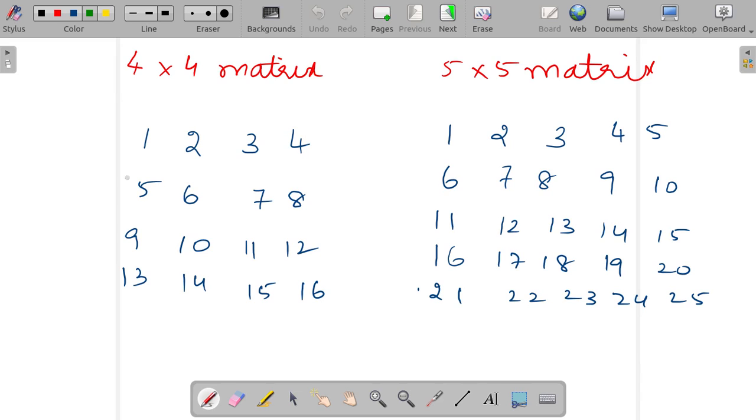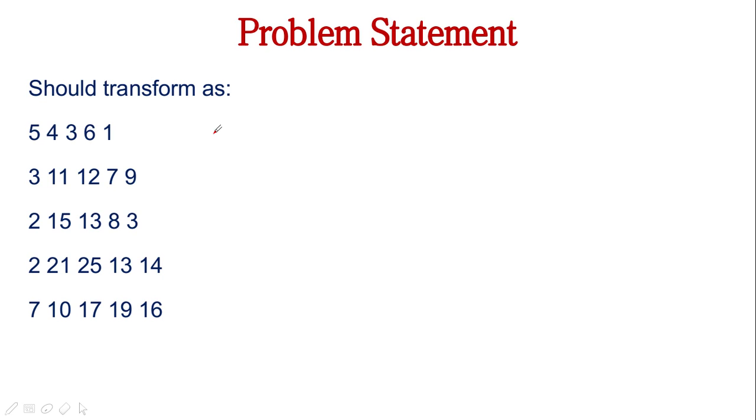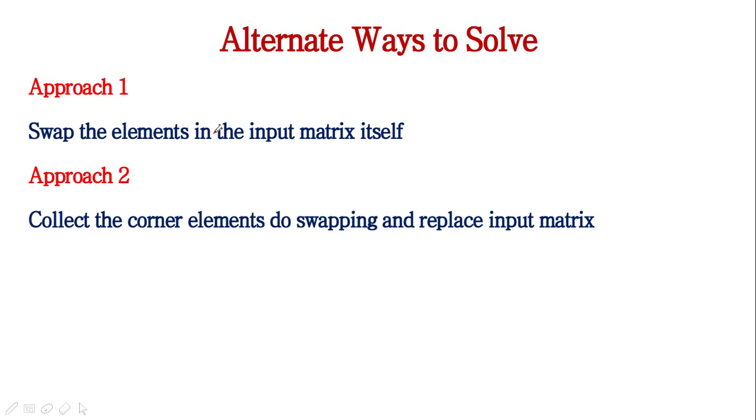So let us see how we can solve it. This is a 4 cross 4 matrix and this is a 5 cross 5 matrix. Already we discussed. So when you are going to implement, there are two alternate approaches. Approach one is, first of all, you are going to create an input matrix. You are going to read the elements of the matrix and you are going to swap the elements in the input matrix itself. That is approach 1. Let us see what the complexity of doing that is.